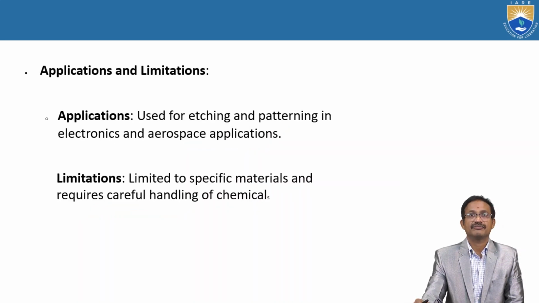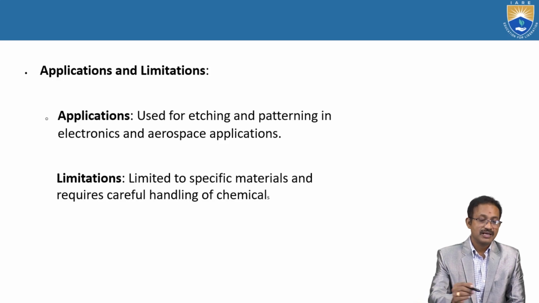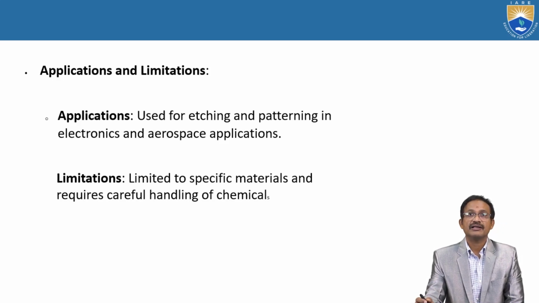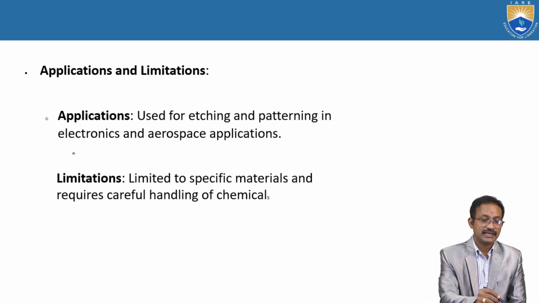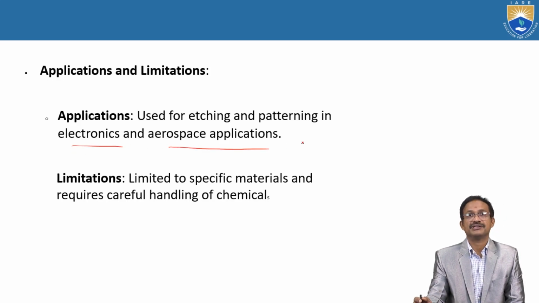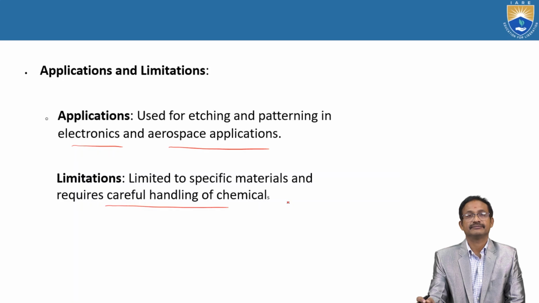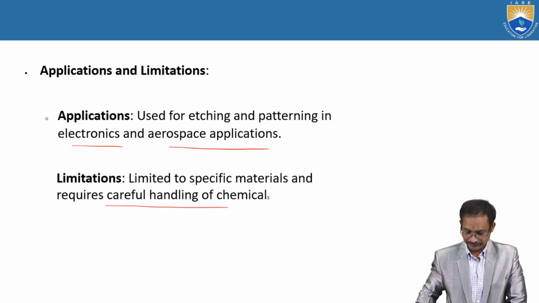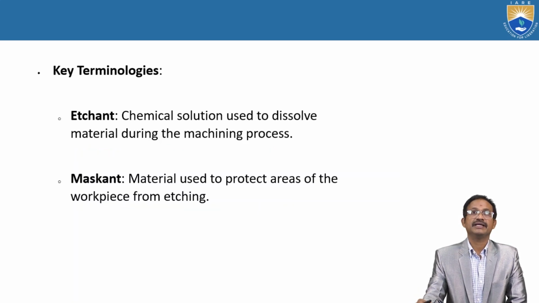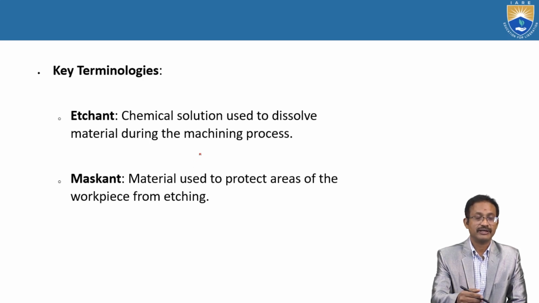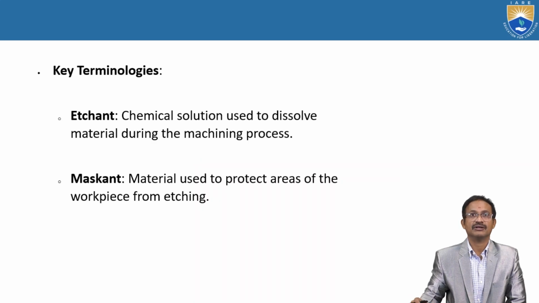Applications and limitations of this chemical machining. Applications: used for etching and patterning in electronics and aerospace applications. Limitations: limited to specific materials and requires careful handling of chemicals. Next, key terminologies: etchant, maskant. I think we have already discussed this just now.